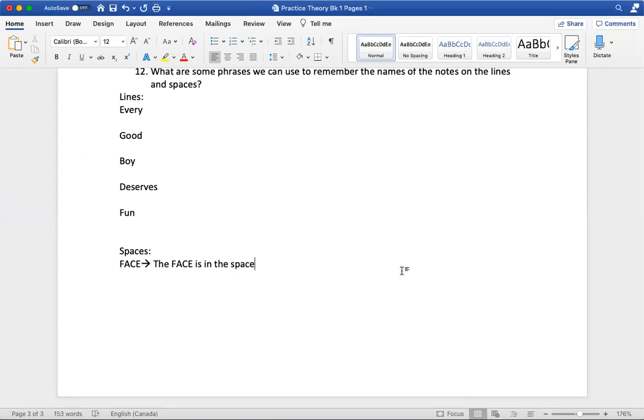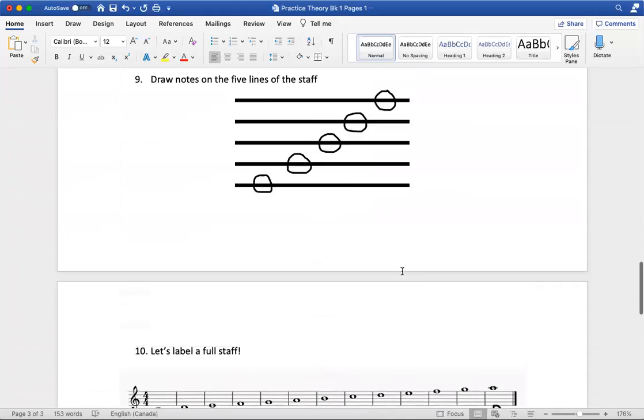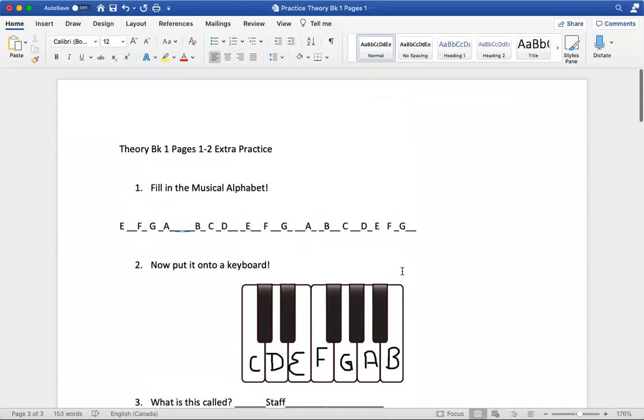That covers everything for our practice questions, but we're going to go back quickly and review everything we just did to make sure we're really, really solid on it. So we'll go back up to the top. We had to fill in our musical alphabet. You remember in our first video, we talked about how with our musical alphabet, we can start at A, but we don't have to. This one starts at E.